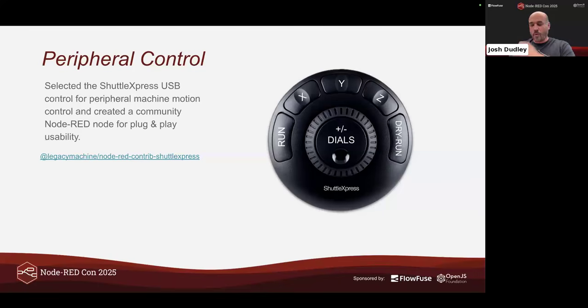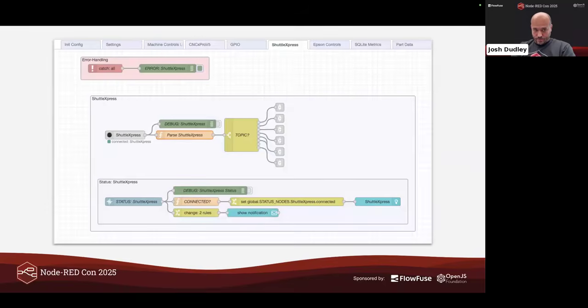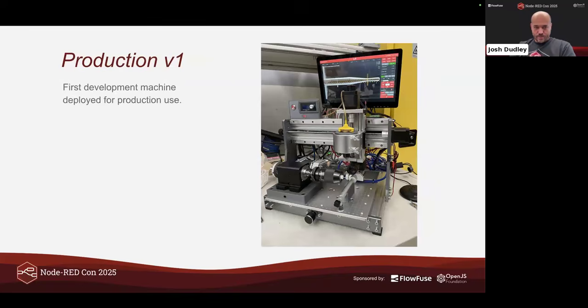And this required making an actual custom node, which is available. It's the Shuttle Express node, and then parsing those messages out to send them to the UI.